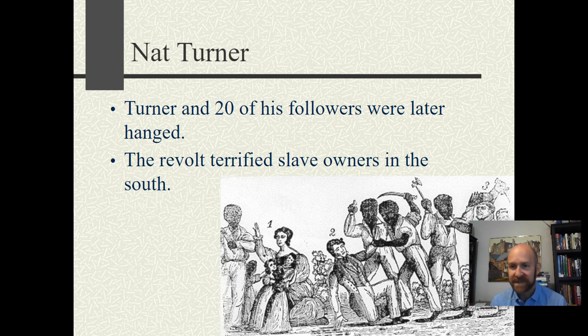And so the revolt terrifies these slave owners and leads to a more restrictive South. They're going to place stricter slave codes on the slaves in the South. They're going to place tougher restrictions on abolitionist literature that's coming into the South, and are going to be more resentful of the North for meddling in the South.